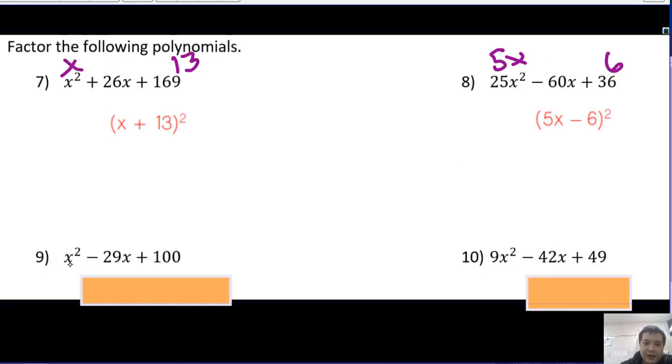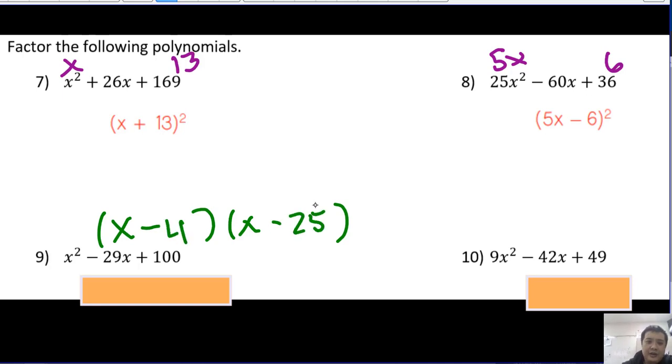Here we have x squared minus 29x plus 100. This factors into x. This factors into 10. And 2 times 10 times x is not 29, so we're just going to have to factor this another way. We can factor it by figuring out what two numbers multiply to 100 and add up to negative 29. Well, we get negative 4 and negative 25. So that gets us x minus 4, x minus 25.